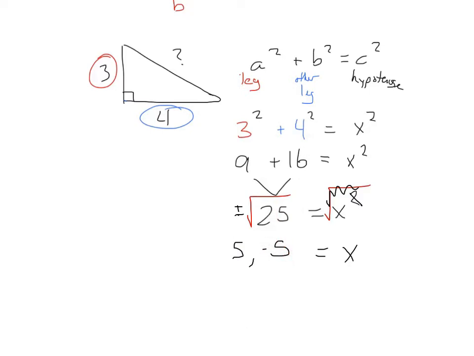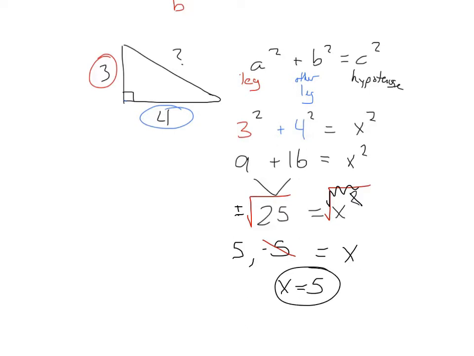But let's think about this. We are talking about a triangle, right? Could I have a negative length of a triangle, of its hypotenuse? No, I couldn't. So even though we're solving an equation, and I said when we solve equations you get two answers, we're only going to accept the positive answer. So what we're really going to say is that x equals 5.